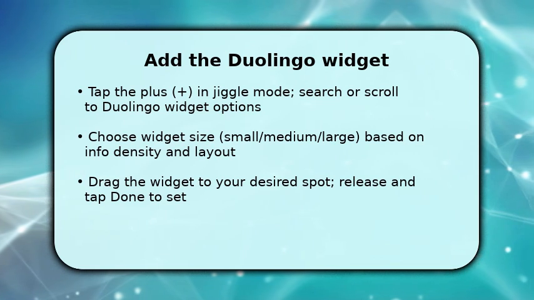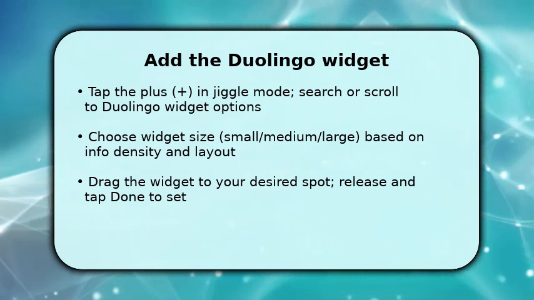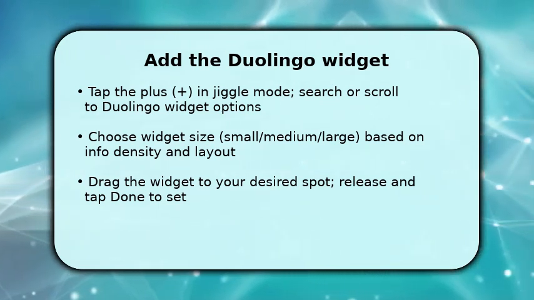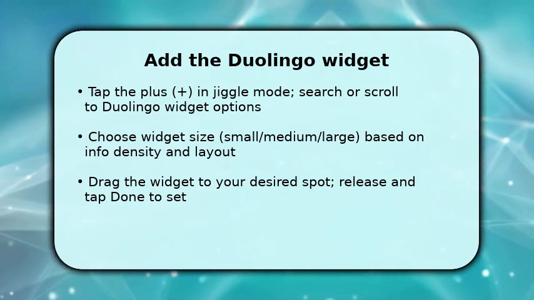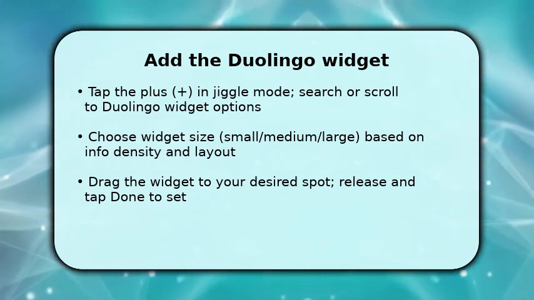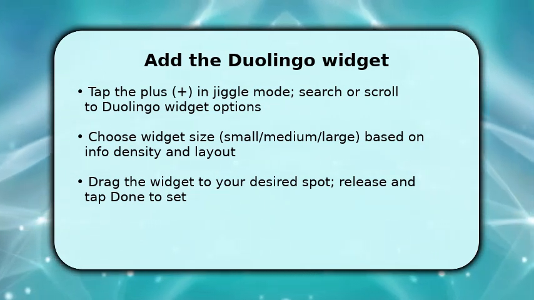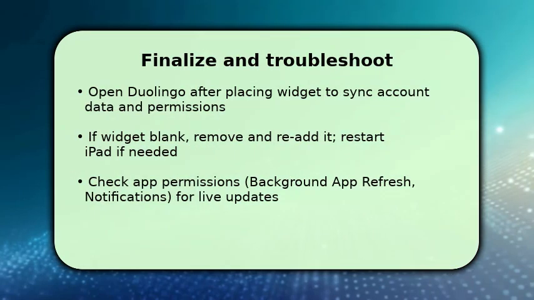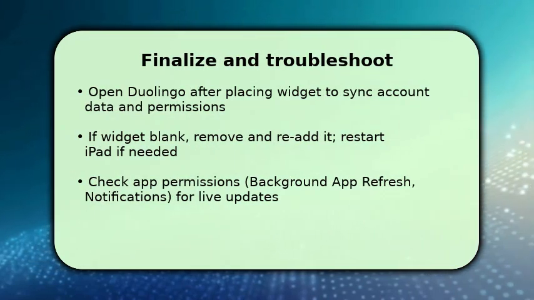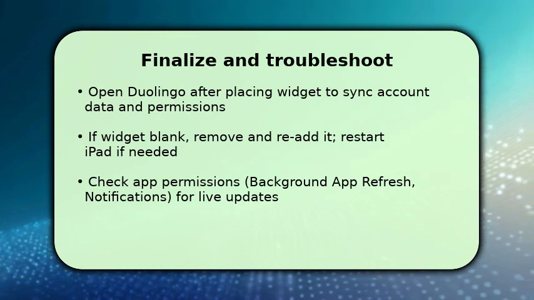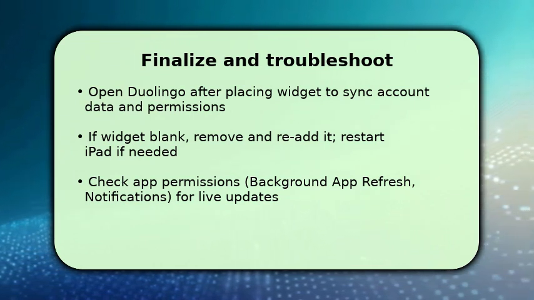Drag the chosen widget onto your home screen or Today view and release. You can reposition it by dragging. When it looks right, tap Done to lock placement and return to normal use. After placing the widget, open Duolingo so the app can sync your profile, progress, and widget data. This step ensures the widget shows current lessons and streaks.